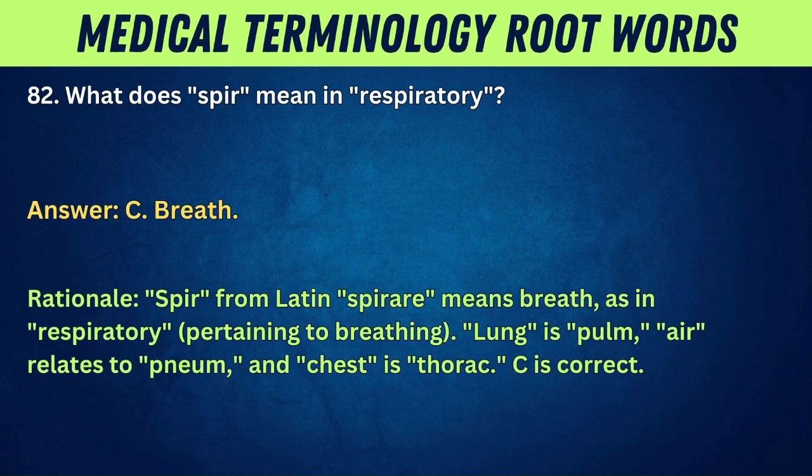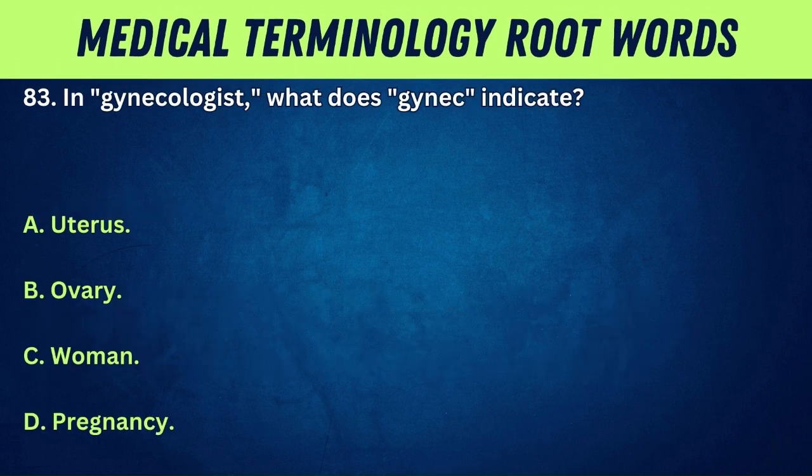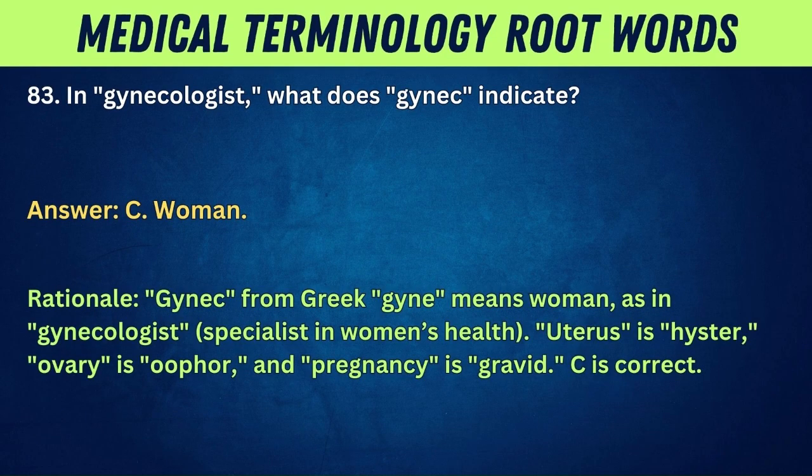Breath. Rationale: spir from Latin spirare means breath, as in respiratory, pertaining to breathing. Lung is pulm, air relates to pneum, and chest is thorax. C is correct. 83. In gynecologist, what does gynae indicate? A. Uterus. B. Ovary. C. Woman. D. Pregnancy. Answer: C.